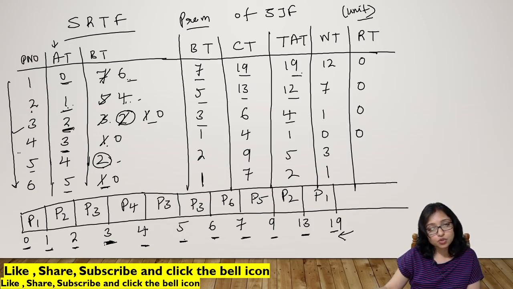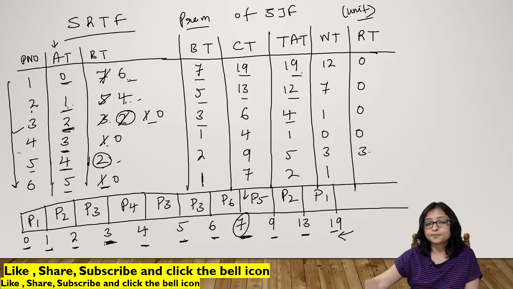P4 is done. After P4 comes P3, then again P3, and after that who gets the chance here? P5 gets the chance at 7. See that? The first time P5 gets the chance is at 7 p.m., and P5 arrived at 4 p.m. So what is the response time? First time I am getting the chance at 7 p.m. and I arrived at 4 p.m., so my response time is 3.